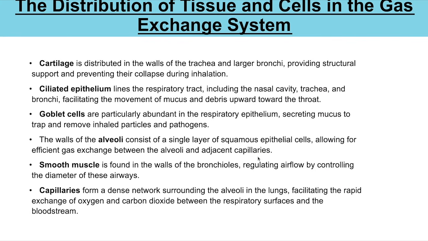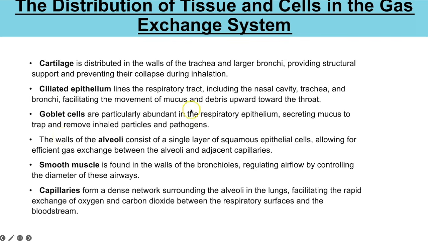Next, you need to know about the distribution of tissue and cells in the gas exchange system. We've talked about this throughout, but we've got a summary here for you, so you can create a summary sheet of information. The cartilage is distributed in the walls of the trachea and the larger bronchi, providing structural support so that those tubes don't flatten and collapse. The ciliated epithelium is in your nasal cavity, trachea and bronchi, and it sweeps the mucus up and out of the lungs.